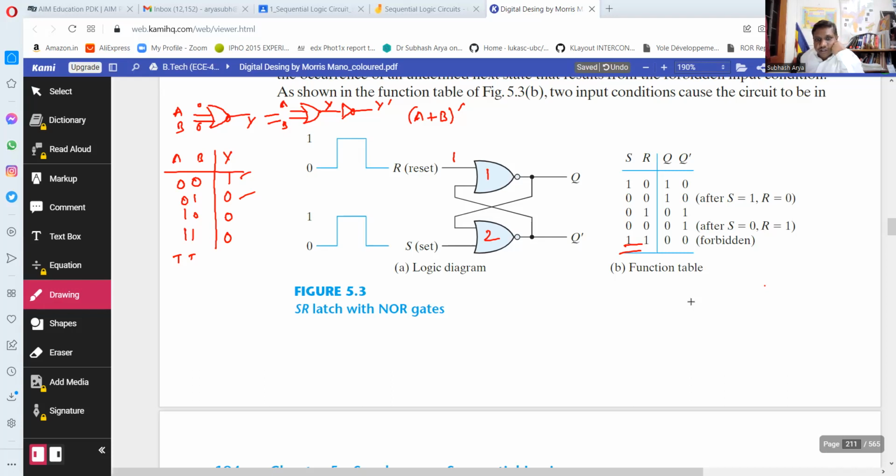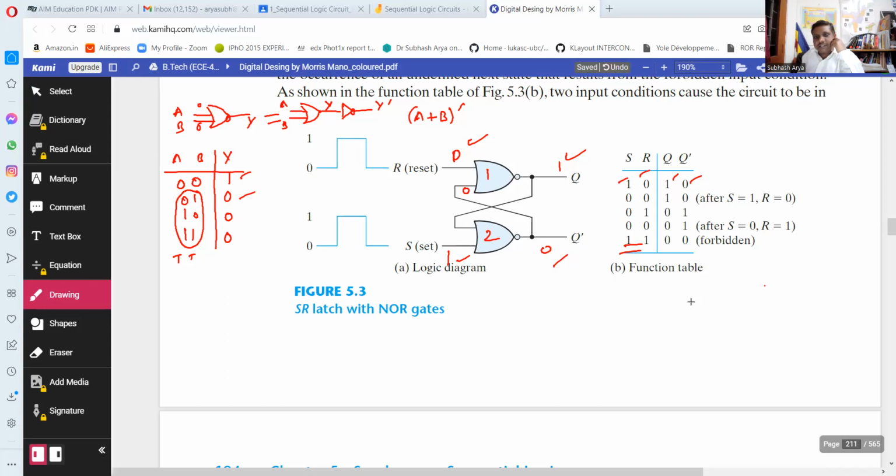S is equal to 1 and R is equal to 0. This is the case. So with any 1 at the input, the output becomes 0. That we can see immediately from here. One of the inputs is logic 1, so the output will be 0. And this 0, 0 will make the output 1. So you can see here S is equal to 1, R is equal to 0, Q is equal to 1, Q bar is equal to 0. So this is verified.